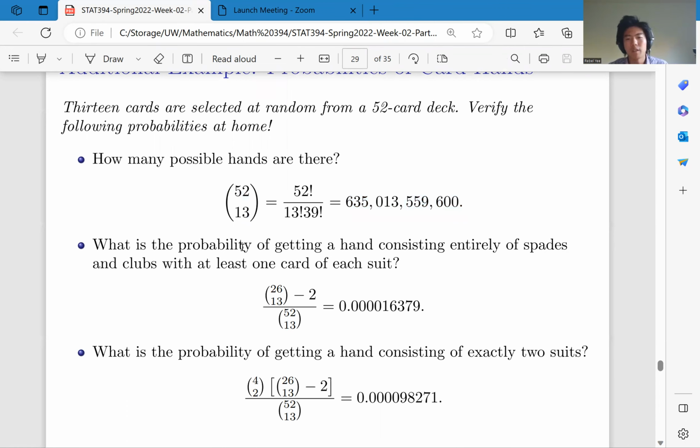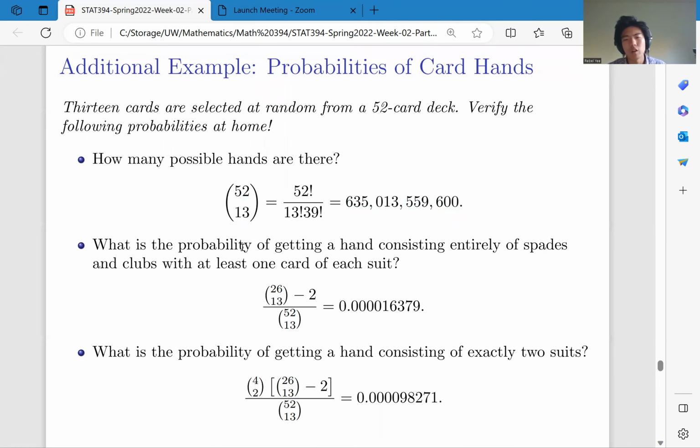And what's the probability of getting a hand consisting entirely of spades and clubs with at least 1 card of each suit? So this question has 2 steps to solve. First one is to consider the probability of getting a hand of cards consisting only of spades and clubs.